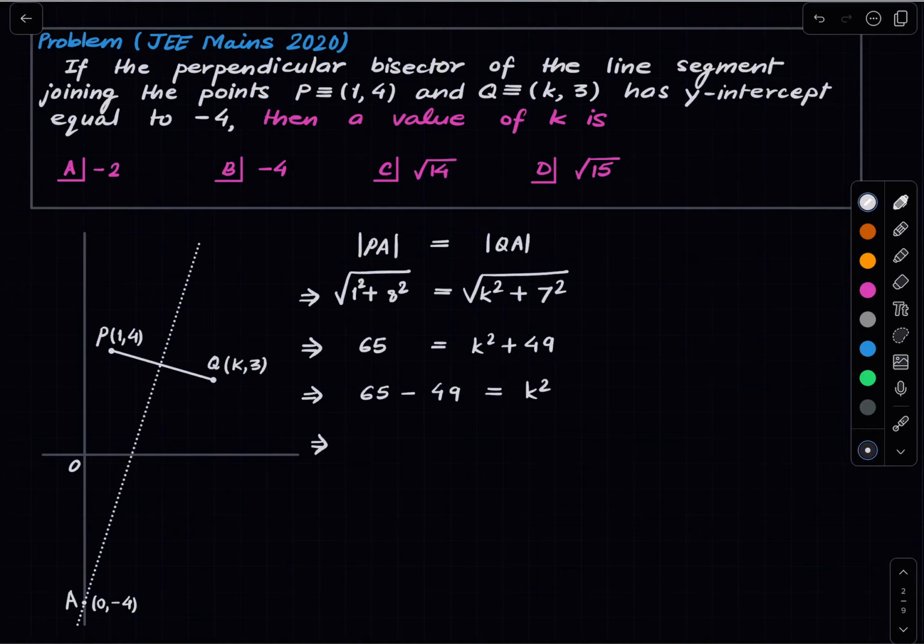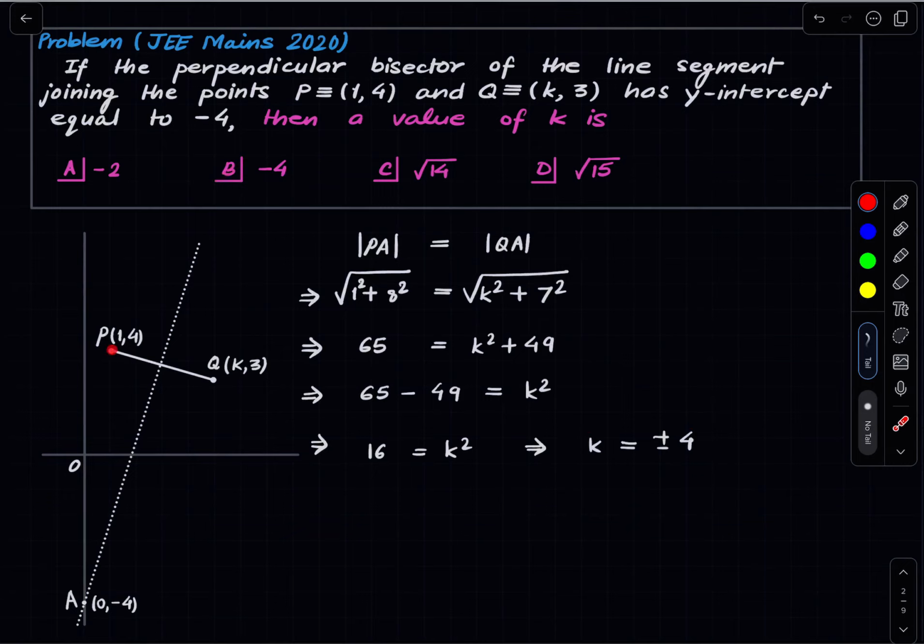so what is this difference? This is 16, I think. So k has 2 possible values, plus and -4, and here -4 shows up in the options, 4 doesn't show up in the options, so option B is correct.